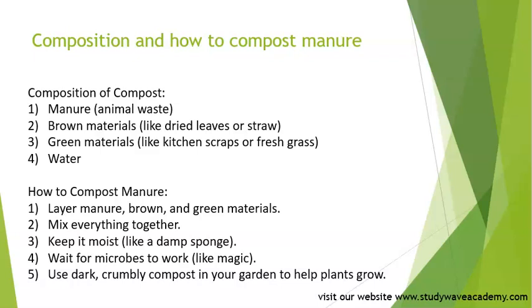You first of all get your manure, which is the animal waste, any of the animals, cow, horses, pigs. Then brown papers like dry leaves and straws, green materials like fresh grasses, and kitchen scraps. Then you mix it with water and make sure that it's damp, not very soaked. Let it be like a damp sponge. Don't put too much water.